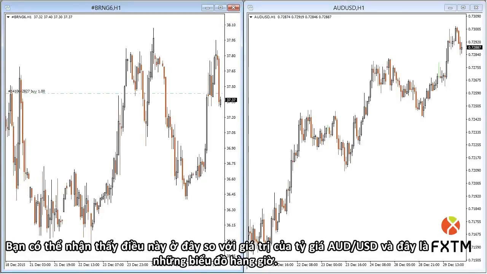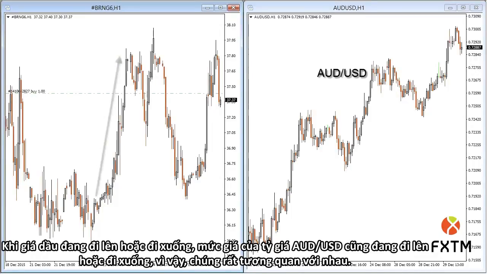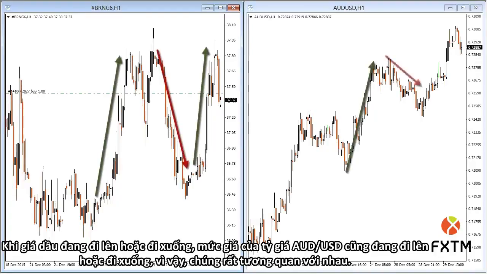You can see it here compared to the value of the Australian dollar to the US dollar, and these are hourly charts. As the oil price is going up or down, the price of the Australian dollar to the US dollar is also going up or down. So they are very correlated.